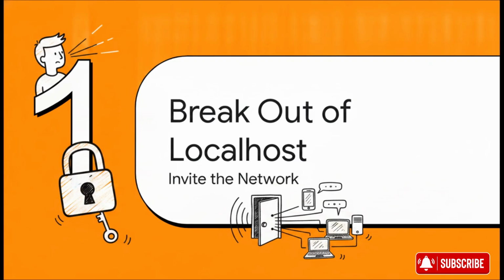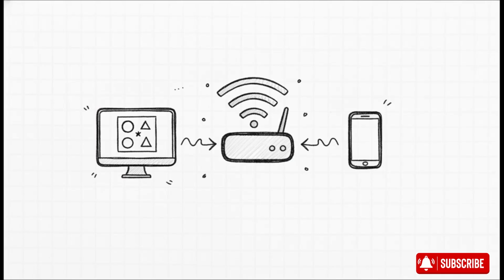All right, kicking things off with breaking out of Localhost. So right now, your localhost is basically like talking to yourself in an empty room. To open the door and let the rest of the network in, let's quickly review the core prerequisites for our 10 steps for MERN setup. You're going to need a Windows PC, Node.js, MongoDB, your React front end, and your Express backend.